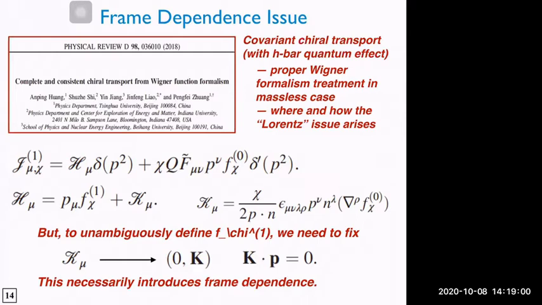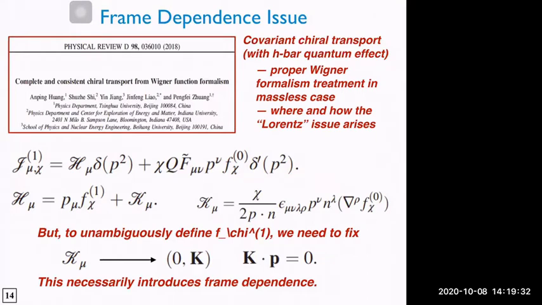Now, this is exactly where you introduce frame dependence, because if you want to unambiguously define your first order correction to the distribution function, you then have to fix this K mu, the four vector K mu, to precisely have a 0 time component, and then a 3 component K that is perpendicular to the 3 momentum P. And remember, the 3 momentum P of course depends on the frame of the particle. So that's where you introduce frame dependence.